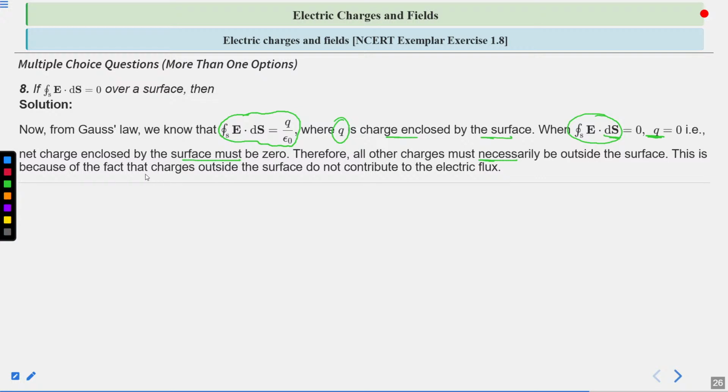This is because charges outside the surface do not contribute to the electric flux, because of the flux formula. The total flux is equal to the total charge enclosed by the closed surface divided by epsilon naught. So the charges outside of the surface do not contribute to the electric flux. Clear? It only depends on the charges enclosed by the closed surface.